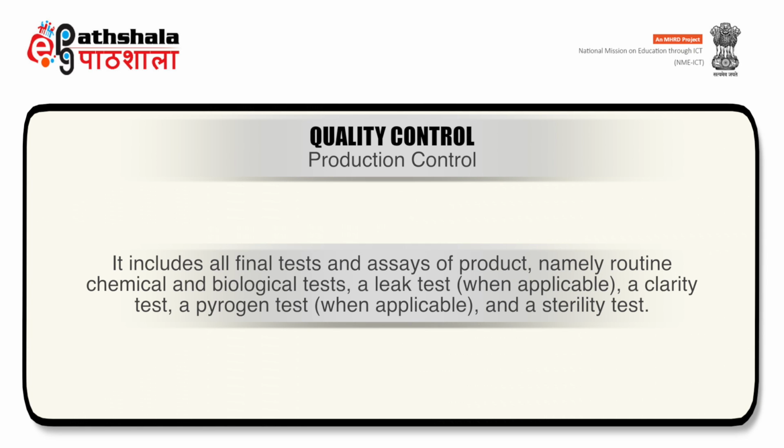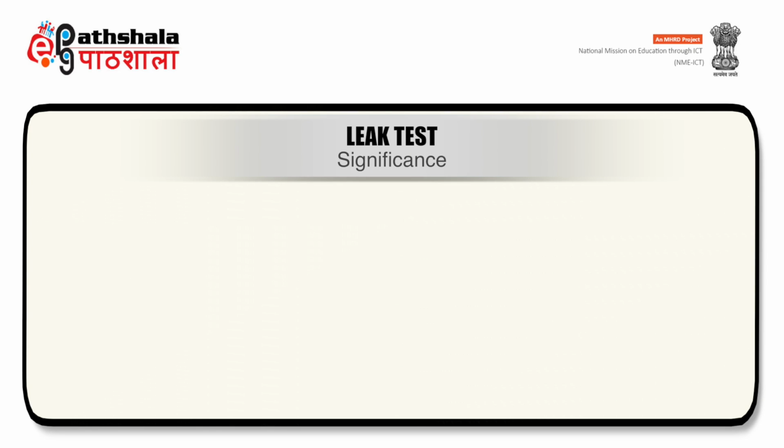Production control includes all final tests and assays of product, namely routine chemical and biological tests, a leak test, a clarity test, a pyrogen test and a sterility test. First of all, we will discuss leak test. Now let's talk about significance of leak test.